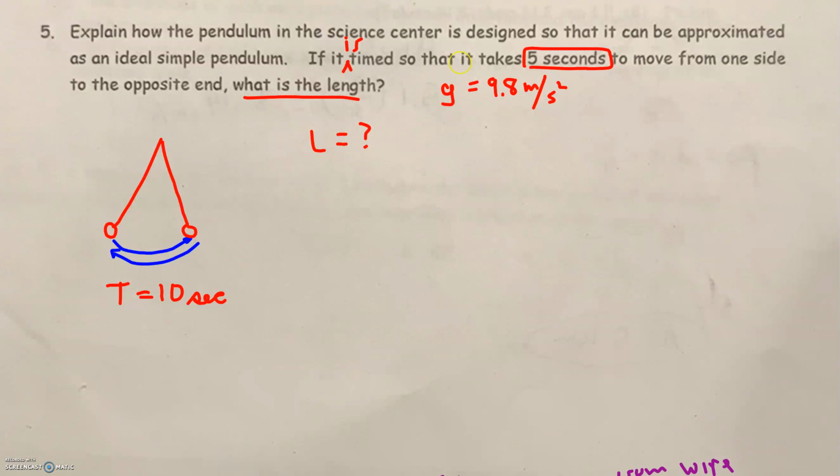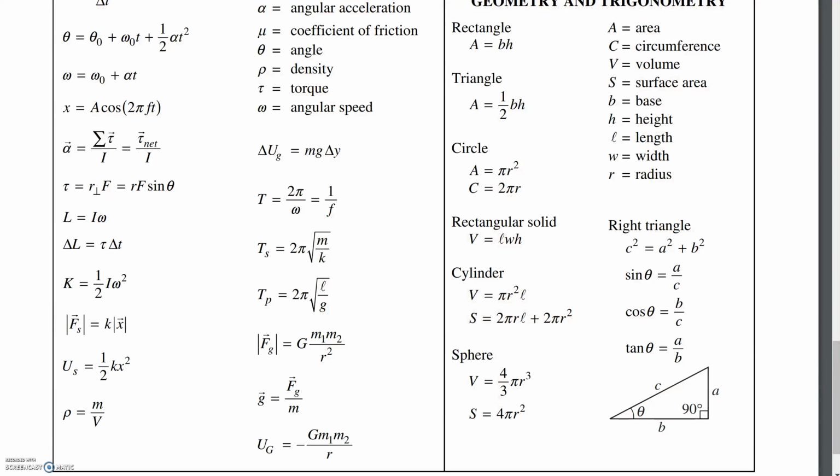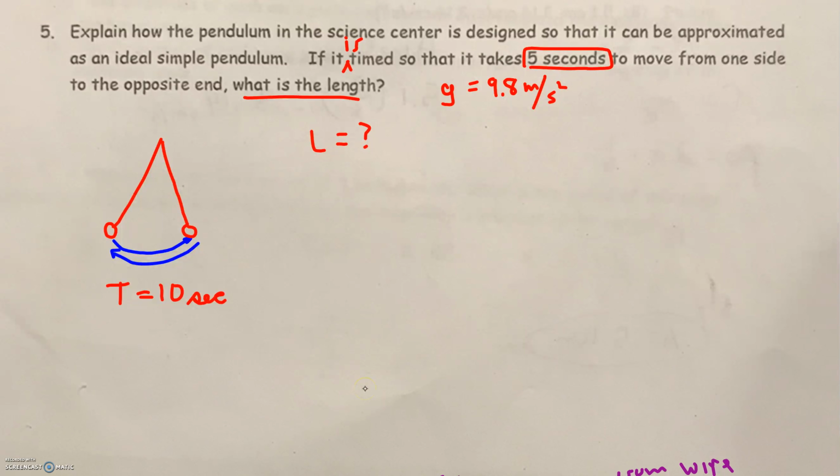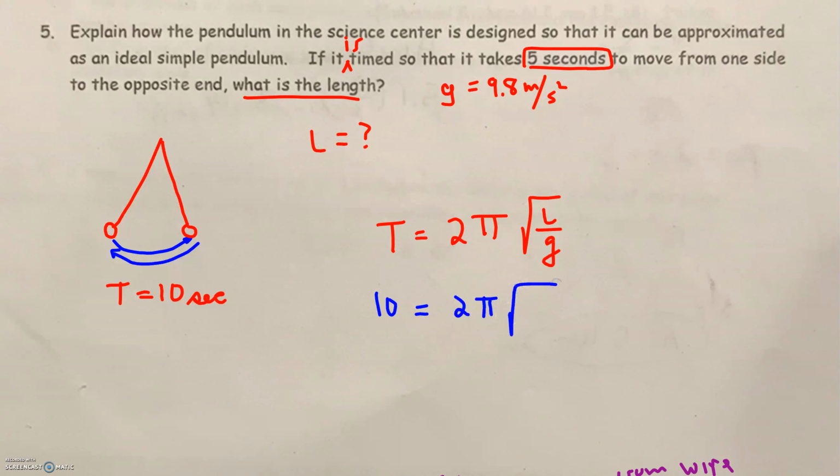All right, period, g, we're looking for L. Is there an equation with T, L, and g? Yes. The period of a pendulum is T equals 2 pi radical L over g. So we know T is 10. The length is our unknown. g is 9.8. We can divide both sides by the 2 pi, move that to the left, get rid of it first. 10 over 2 pi. You'll notice I always get rid of the 2 pi before I ever square and remove the radical.